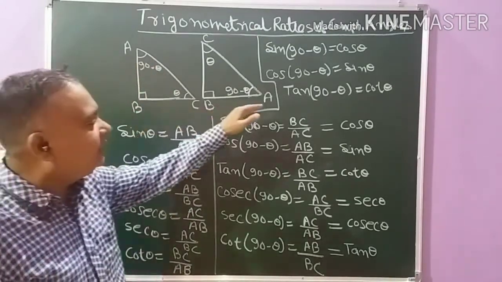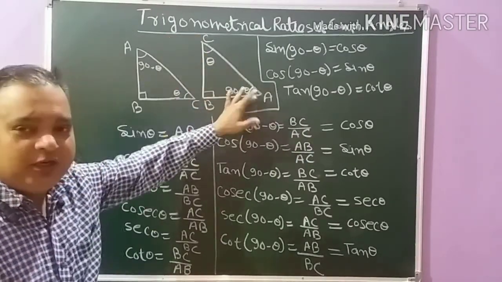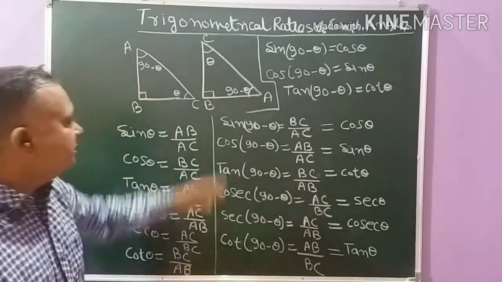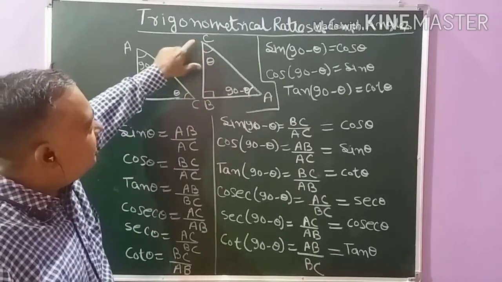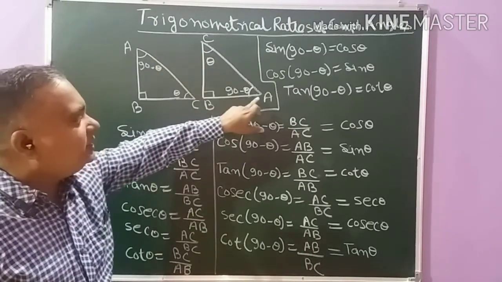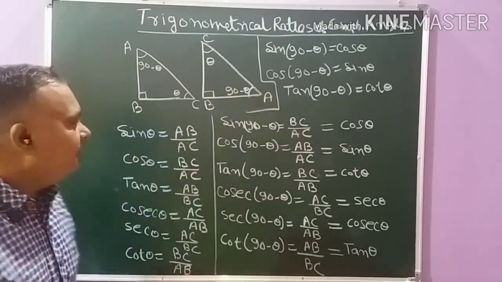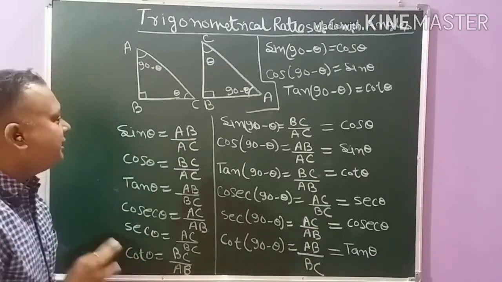Now in the second figure, I just interchange the position of points A and C. Or simply we can say I rotate the right angle triangle. So again the right angle is at B. Now this is point C, so this is the angle theta. This is vertex A, so this angle will be 90 minus theta. Now we first write the trigonometric ratios.